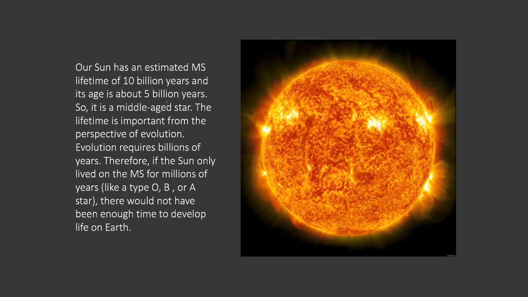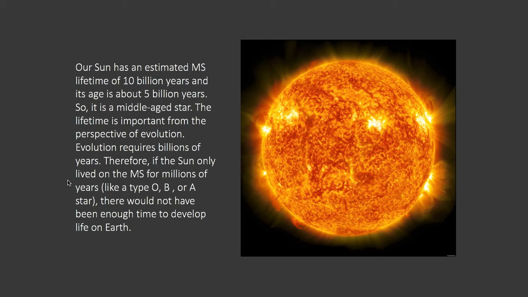How about our sun? Well, our sun has a main sequence lifetime estimated to be 10 billion years. Right now, it's around 5 billion years. So we're just rounding these numbers here, but about 10 billion years, and it's about 5 billion years old. That makes it a middle-aged star. A while back, we talked about the sun and how it's sort of average in a lot of ways. It's also average in terms of its age. It's right in the middle of its life.